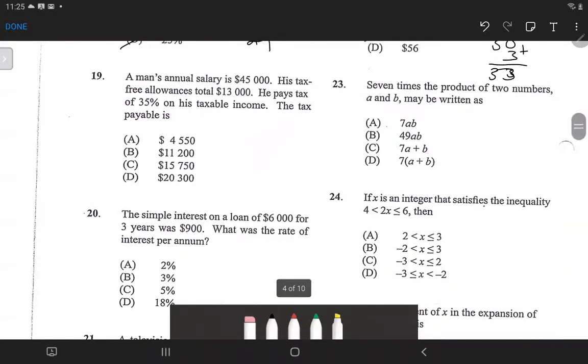A man's annual salary is $45,000. His tax-free allowance is $13,000. He pays tax of 35% on his taxable income. The tax payable is? So notice that if his tax-free allowance is 13,000, that means his taxable income is 32,000. And now you need to find 35% of that.